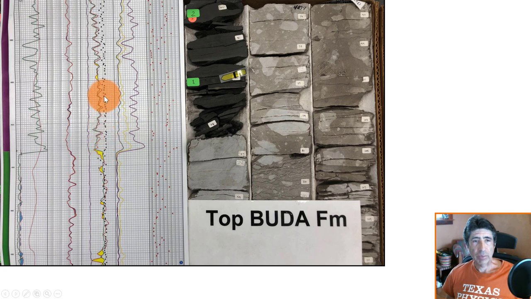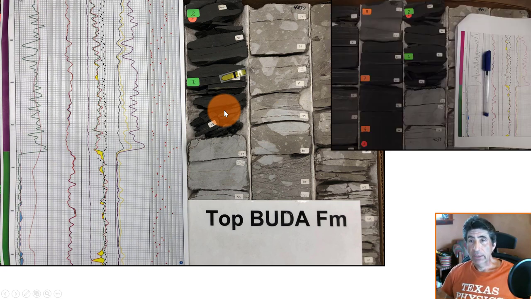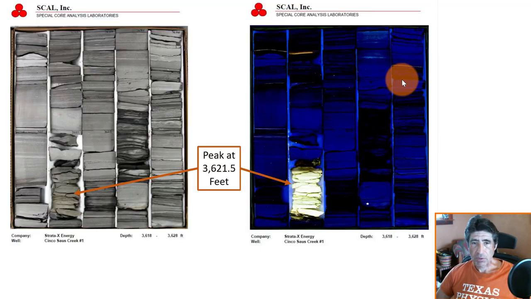Here we have the porosity plugs. And here is the boundary. Above this we have the Eagle Ford, and below that we have the Buda formation. It's an incredible contrast in the gamma ray logs that we see here. Here's another photograph of the same rendering of the core samples that we're going to be looking at, the boundary between the lower Eagle Ford formation and the Buda formation.